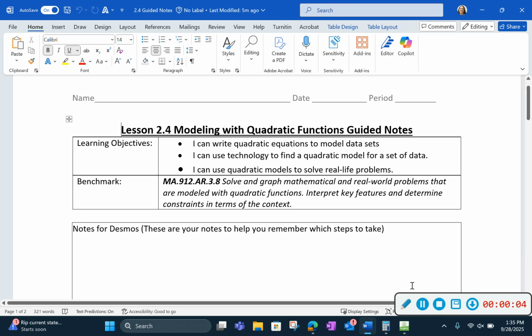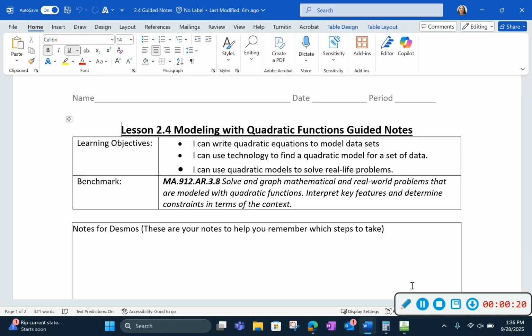We are doing lesson 2.4 today. This lesson is going to be done a little differently. You're not going to see me handwriting anything because I need to be able to show you some things on the screen, so I am doing things a little bit differently. All right, so let's just get started.